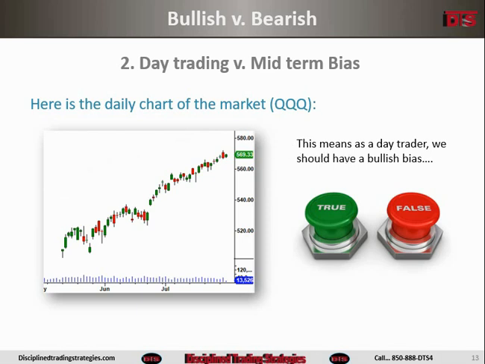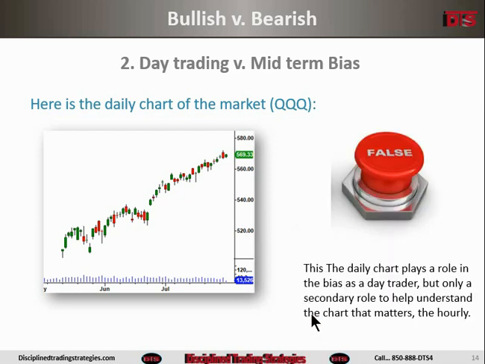I call that a power trend because what that means is that the chart through here at least is so tight that there's no setups in there. There's no consolidations, there's no pullbacks. It's just bar after bar after bar going higher. That's bullish, obviously. But here's the question for you, true or false: this means as a day trader, we should have a bullish bias. True or false? And this is where I am going to prove this one to you, but it is absolutely false. It is false. And let me explain why.